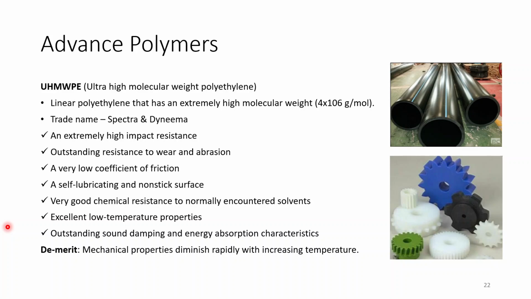Next we have advanced polymers. One of the examples is ultra high molecular weight polyethylene. In this case, it is linear polyethylene that has an extremely high molecular weight, 4 times 10^6 grams per mole, and its trade name is Spectra or Dyneema. It has extremely high impact resistance, and it also has outstanding resistance to wear and abrasion, and it has a very low coefficient of friction and a self-lubricating and non-stick surface.